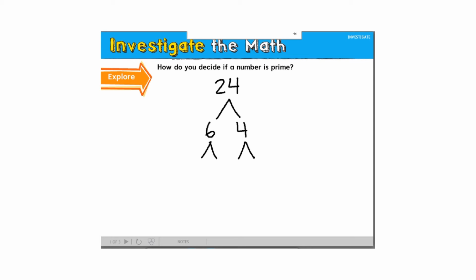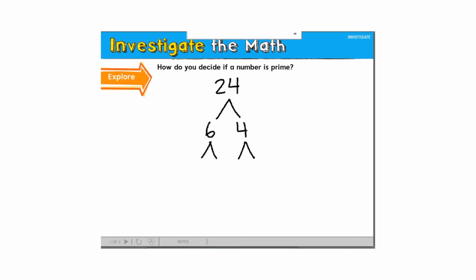So I chose 6 and 4. As I said, you could have chose 8 and 3. You could have chose 12 and 2. Whatever you chose, your tree itself is going to look a little bit different than mine if you didn't choose 6 and 4. But at the very end, you're going to have the same numbers as me.